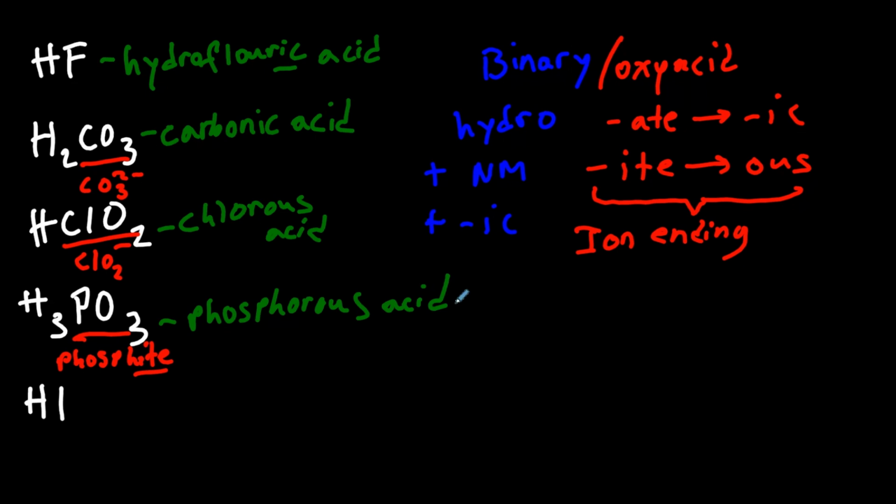And then for our last one, this is binary because there's no polyatom attached. And this one, we just have hydro, and then we have iodic because there's an iodine attached, and then acid. And let me rewrite this. I don't know when I told my system to make it white, but okay. Hydroiodic acid.